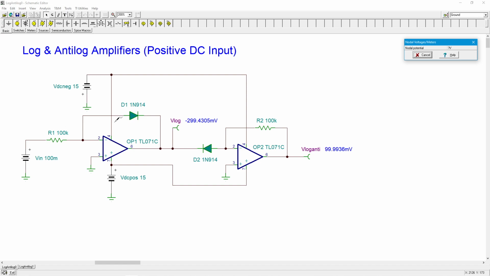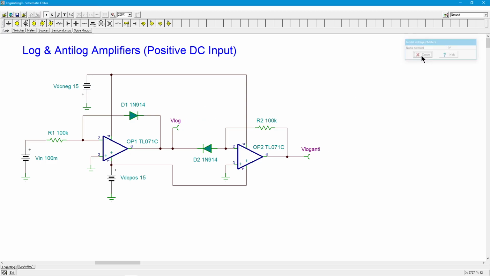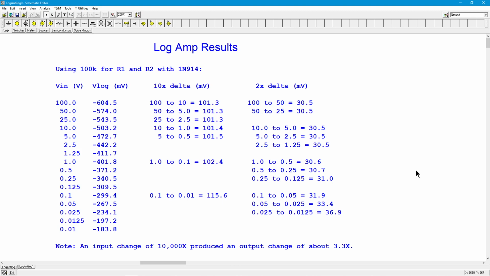So the factors of 10 on the input are turning into about 100 millivolts over here. So I put in 0.1 volts, I got about 300 millivolts. I put in 10 times that, 1 volt, I got about 400 millivolts. And then I put in 10 times that, 10 volts, and I got only 100 millivolts again. Now we can keep doing this with all manner of different voltages and whatnot, but you don't have to because I've already done it for you. Here's a nice table. I put in a whole bunch of different voltages and I've checked the various jumps, so to speak.